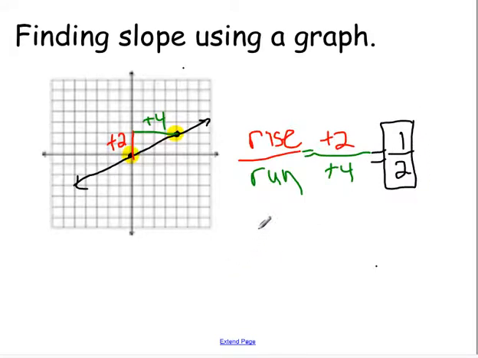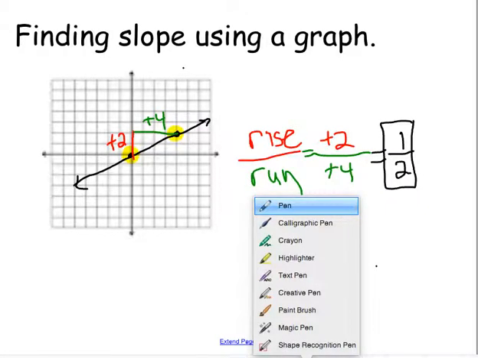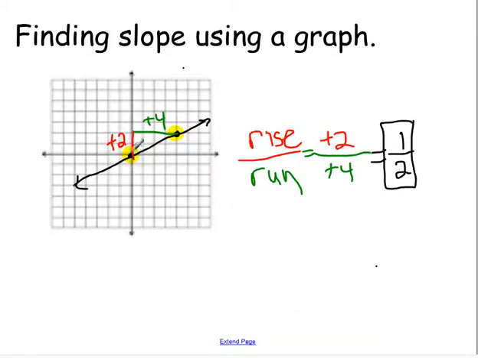And so that's going to result in 2/4, which results in 1/2. Now let me just clarify this for a second. We could have started with any number of points. I could have started with this point here and gone up and over to this point right here, up 1 over 2. You can notice how I can keep going up 1 over 2. It's going to have the same slope of 1/2. Now I could have started at this point here and gone up 3 and over 6. I could have gone up 4 and over 8.